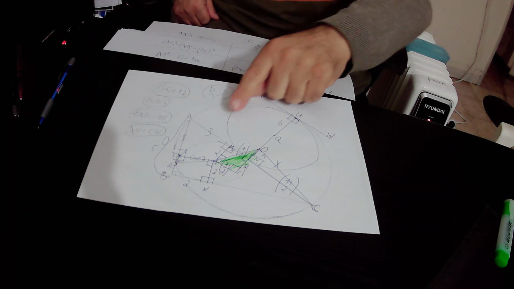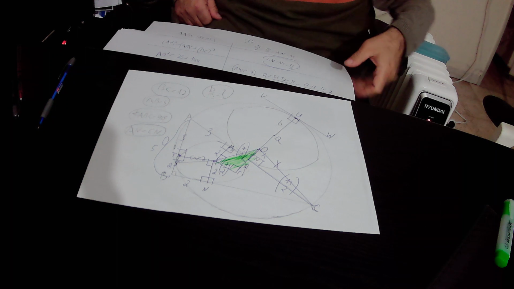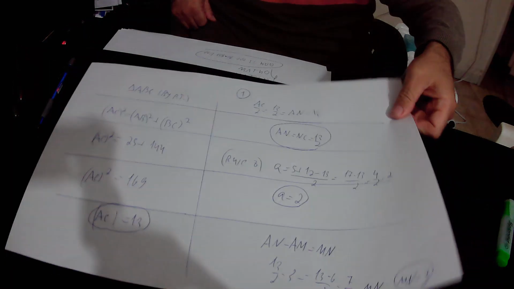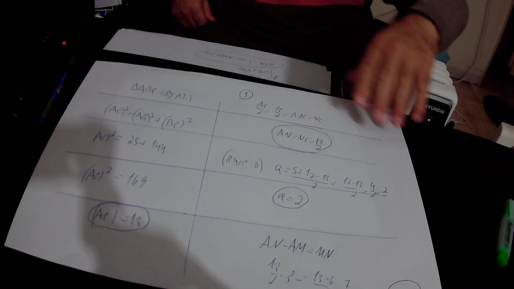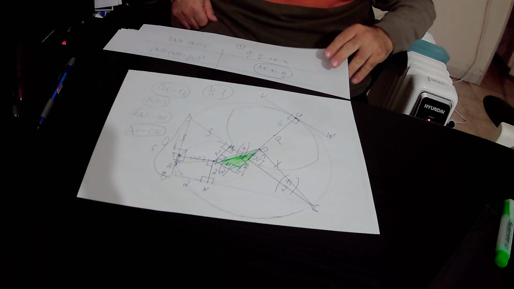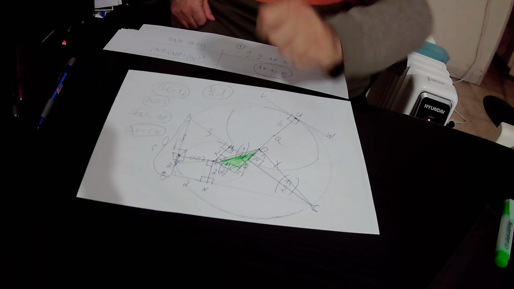So in conclusion, we found out that the length of the radius of the circle A is 2. A equals 2 units in length.